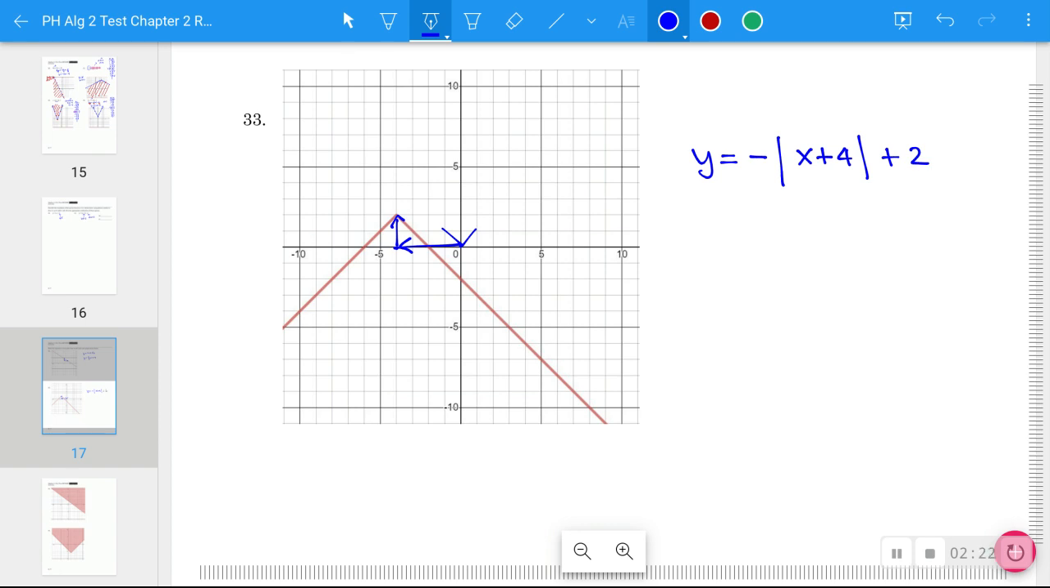The slope of the right arm is negative 1, so that's really like having a negative 1 there and a 1 there. This moves it to the left 4, and this moves it up 2. And the negative 1 in front, or the negative sign in front, makes it point downwards, open downwards.